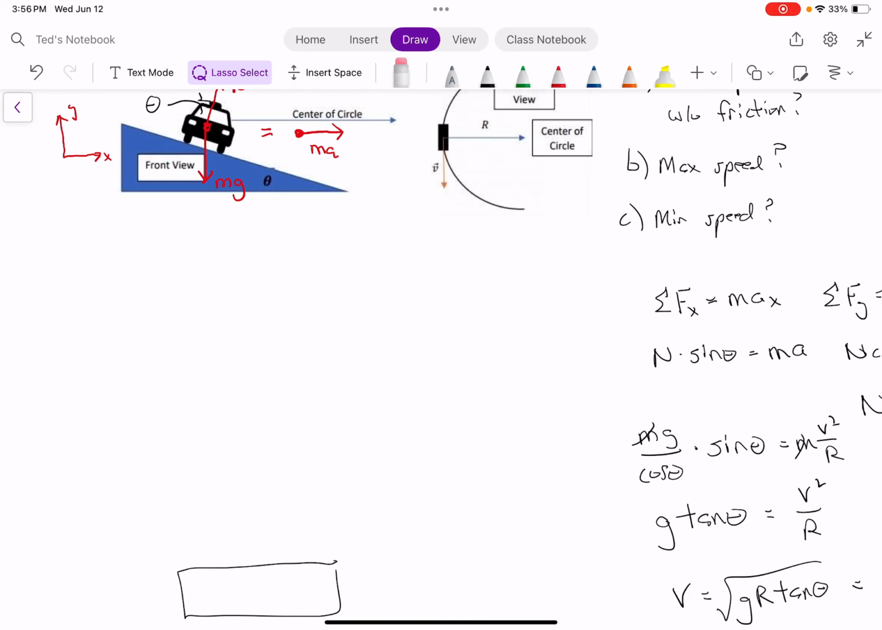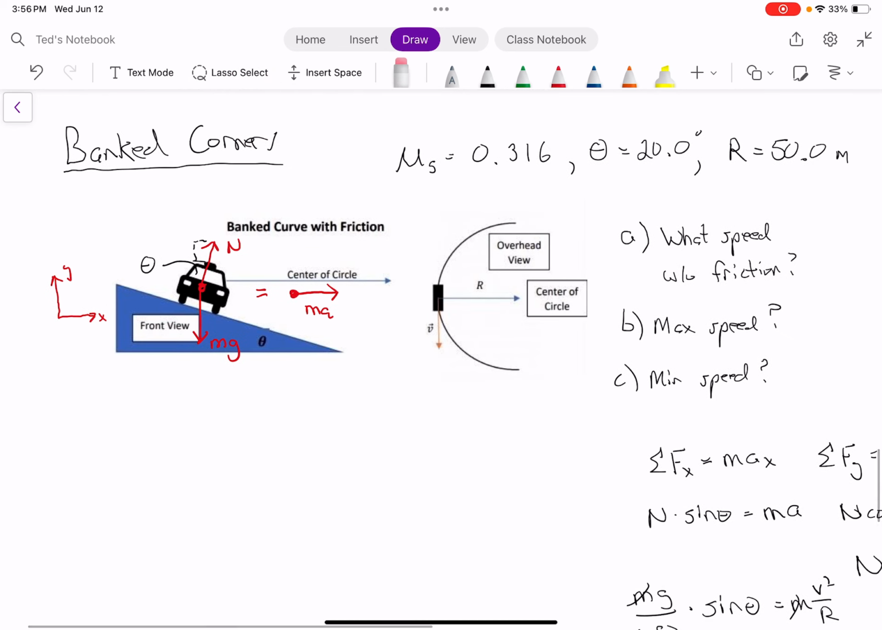And now we can do the problem when we're going as fast as possible. Now, if you go too fast, what happens? If you go too fast, the car slides outward, right? It doesn't make it around the corner, and the car slides up the hill. So if we're going as fast as we possibly can, if there was no friction, we would slide up the hill. So that means that friction points down the hill.